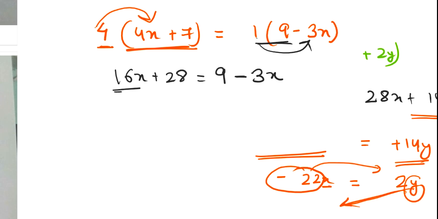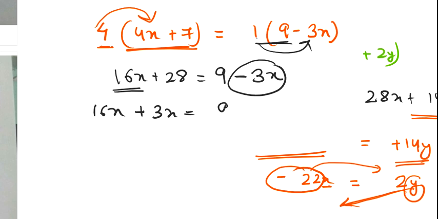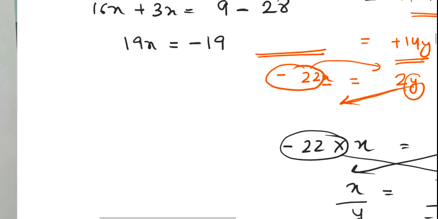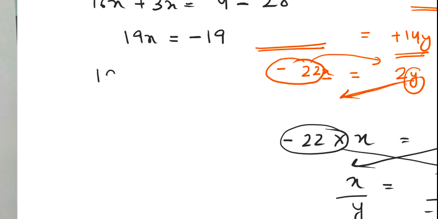Clear? Now 16x. We will bring this 3x here. It will become plus 3x. 9 minus plus 28 will become minus 28. This will become 19x equals to 19. But it is minus 19. Now 19x equals to minus 19.